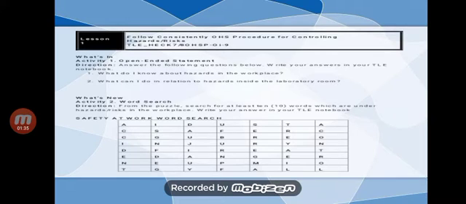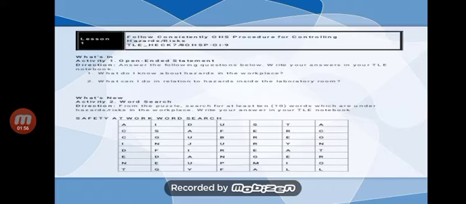What's in? Open-ended statement. Direction: answer the following questions below. Write your answers in your TLE notebook. What do I know about the hazard in the workplace? The second question is, what can I do in relation to hazard inside the laboratory room? So those are the following questions.